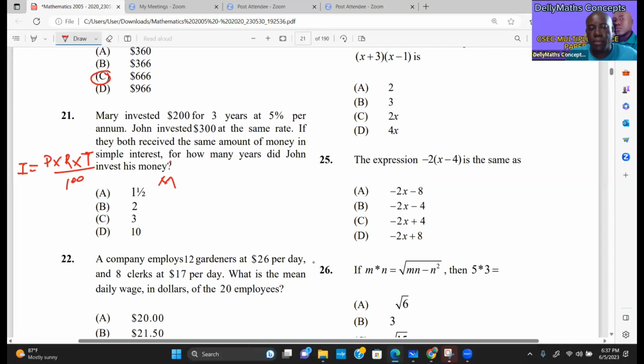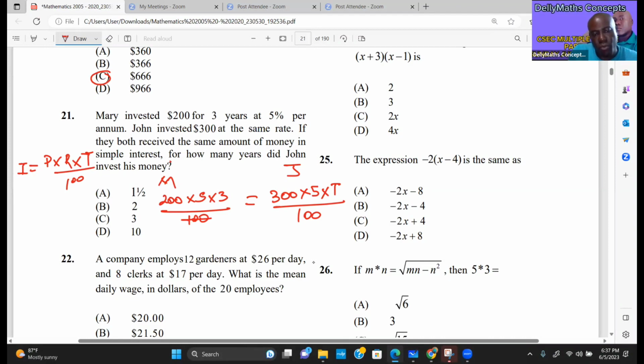So we're going to set this up for Mary: the 200 that she invested at 5% for 3 years over 100. That is her interest. John is going to invest 300 at the same percentage, but the time we don't know, t, and it is always over 100. Let's break it down. 100 into itself is 1, but 100 into 200 leaves 2. On the left side, we have 2 times 5, 10, times 3, is 30.